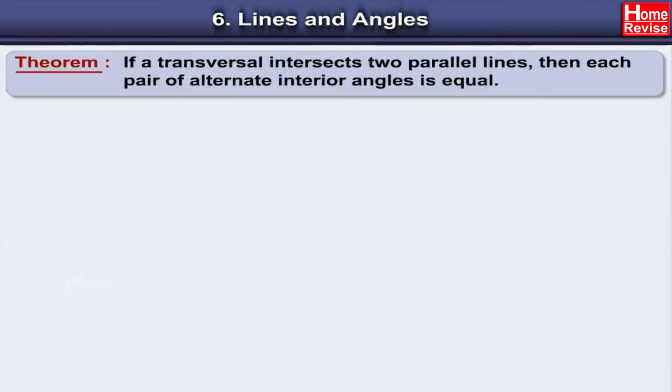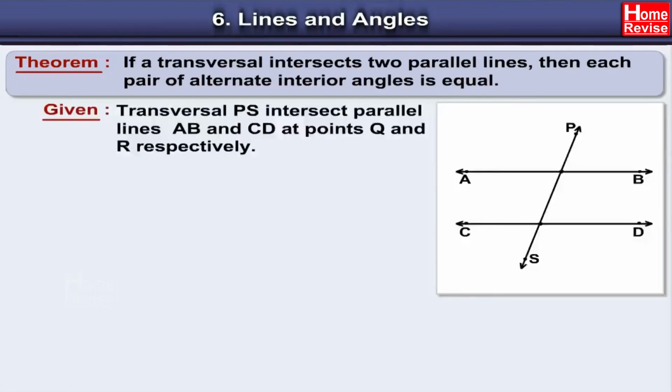Theorem: if a transversal intersects two parallel lines, then each pair of alternate interior angles is equal. Given: transversal PS intersects parallel lines AB and CD at points Q and R respectively. To prove: angle BQR is equal to angle QRC.